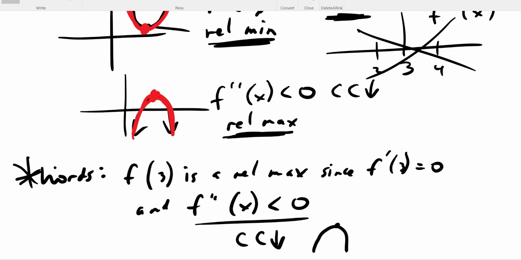All right, so that's it. We got a little second derivative test, and we are good to go.